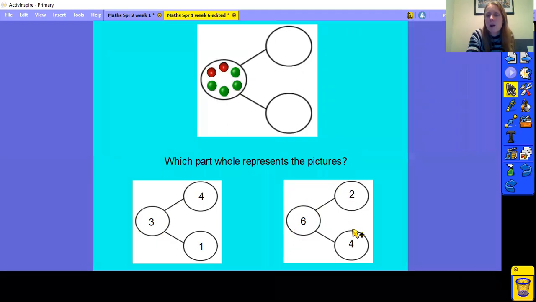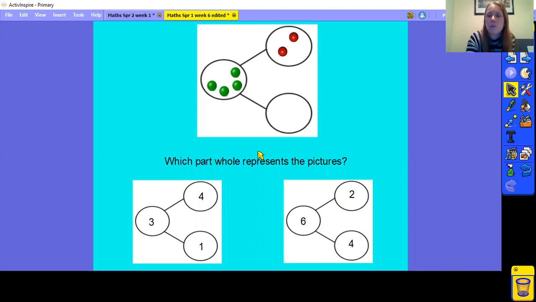But we need to find out whether these numbers are correct. First, let's have a look at how many red balls we have. 1, 2. Does this part say we have 2 as a part? Yes, it does. The 6 represents how many balls we had all together, and that was correct. The 2 represents the 2 red balls, and that was correct. But what's this part telling us? What does the 4 represent?